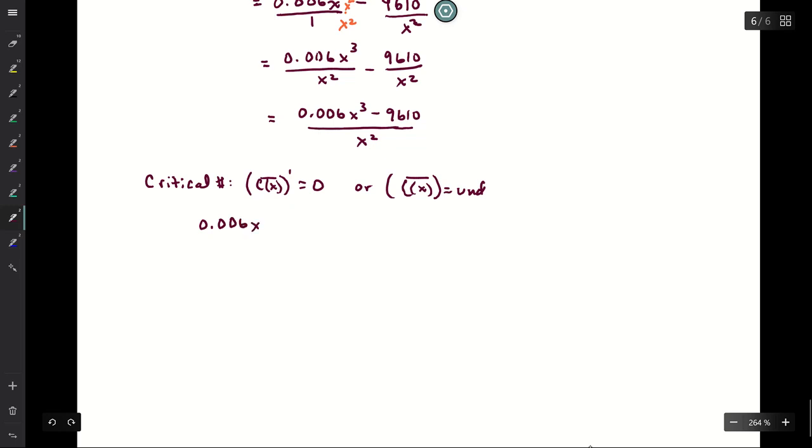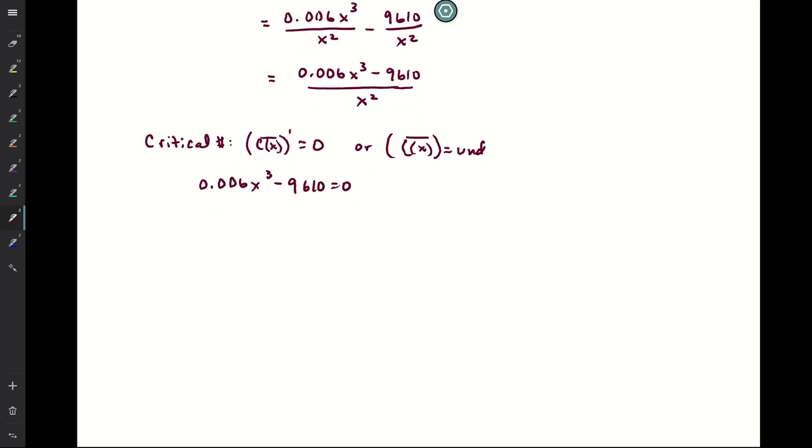0.006 x cubed, and then minus 9610, set that to 0. Okay, and we're going to solve this one by taking roots. We have that x cubed that we're going to ultimately need to get rid of, so we'll take a cube root at some point. At this point, I'm going to add over that 9610 to the other side. All right, and then in doing that, we can now divide by the 0.006.